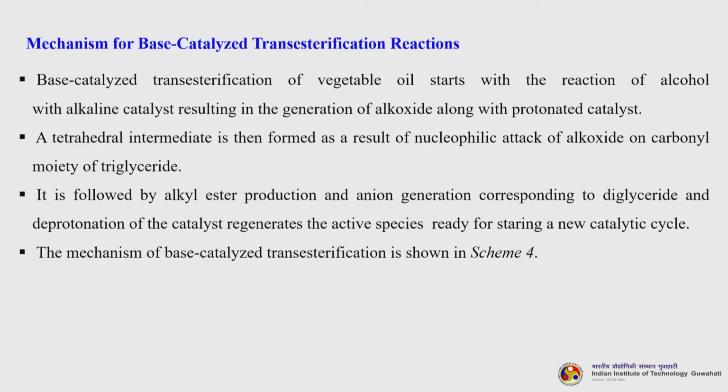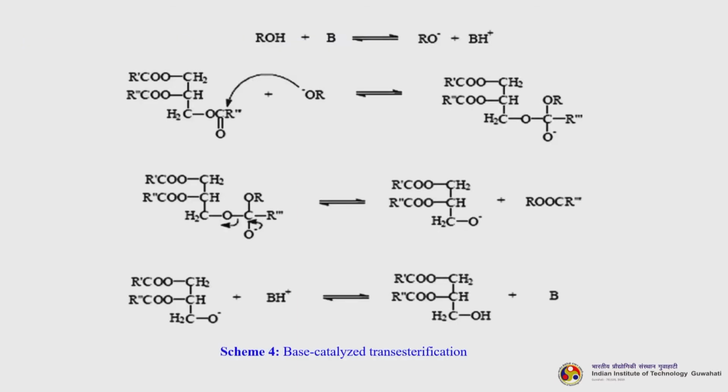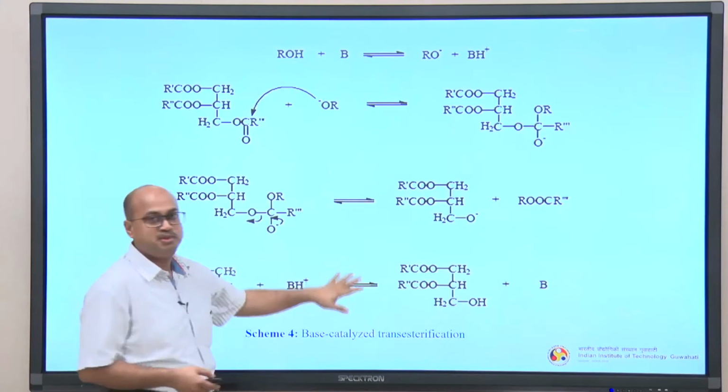Base catalyzed transesterification of vegetable oil starts with the reaction of alcohol with alkaline catalyst, resulting in the generation of alkoxide along with the protonated catalyst. A tetrahedral intermediate is then formed as a result of nucleophilic attack of alkoxide on the carbonyl moiety of the triglyceride. Let us see how it actually happens in the next slide. What is the first step? There are 4 steps being shown here.